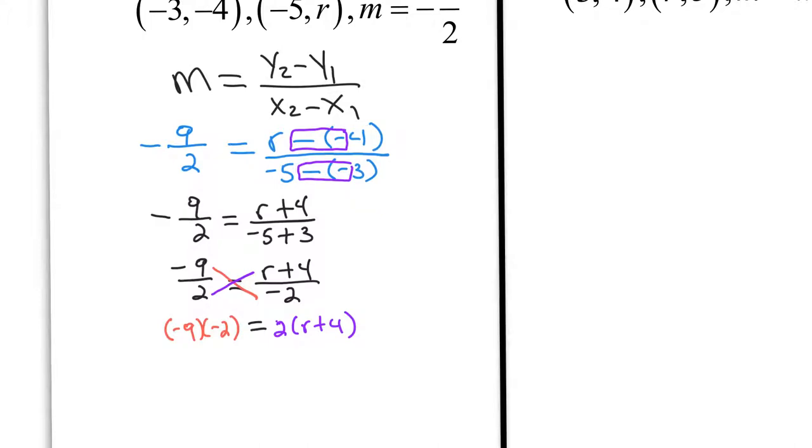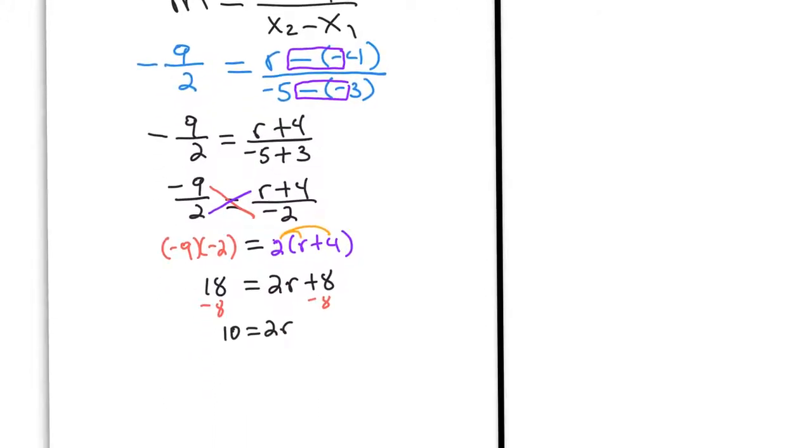So on the left side, we get positive 18. On the right side, I am going to distribute the 2 to the parentheses right there. So we're going to have 2r plus 8. And you don't have fractions anymore. You guys can solve for r. So we subtract 8 from both sides. That's going to be 10 equals 2r. And finally, you guys divide by 2. So we get 5 equals r. Or we can say r equals 5.